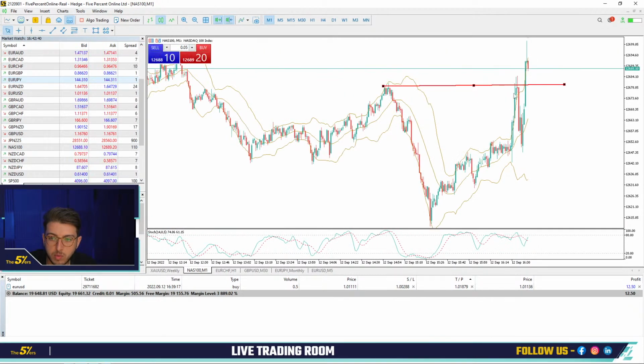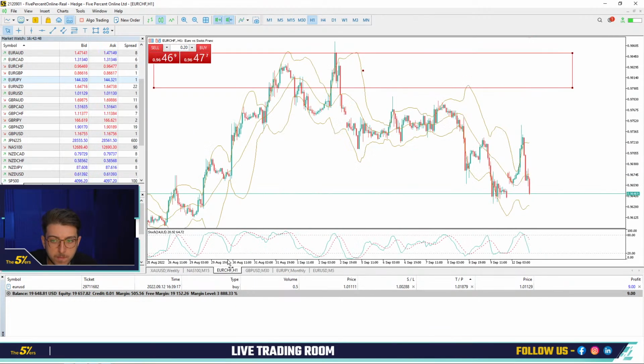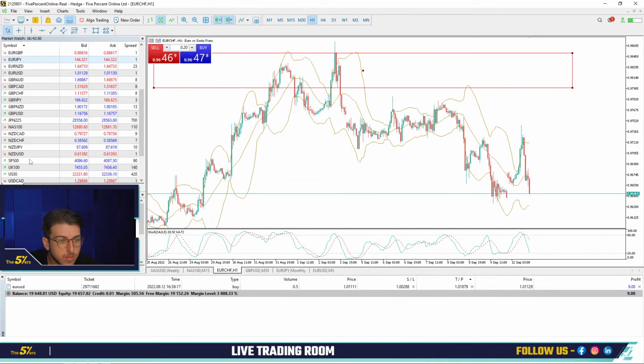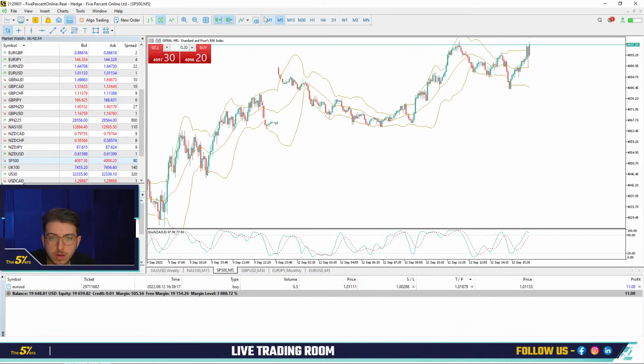Okay, on the Nasdaq we got back to the mean on the M1, we pushed again and made a new high. On the S&P this might be the same. Yeah, we are struggling to break it, but we're going to break it. This is going to break, I think.